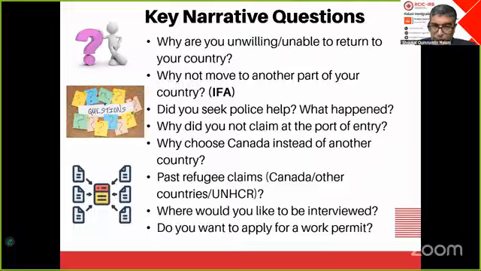This is very essential. So what you should do, you should apply at the time of applying a refugee claim. So you should always apply for a work permit at that time.